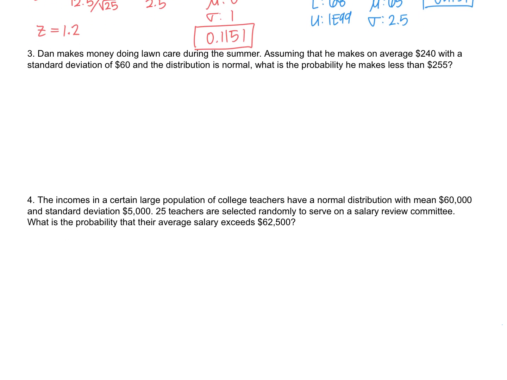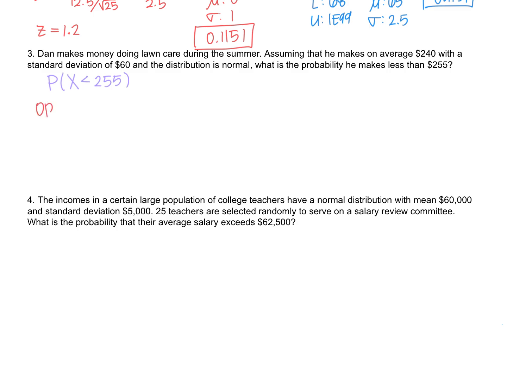Our third problem says Dan makes money doing lawn care during the summer, assuming that he makes on average $240 with a standard deviation of $60 and the distribution is normal. What is the probability he makes less than $255? So for our probability statement, because we're looking at a single person or outcome, the probability is just X less than 255.